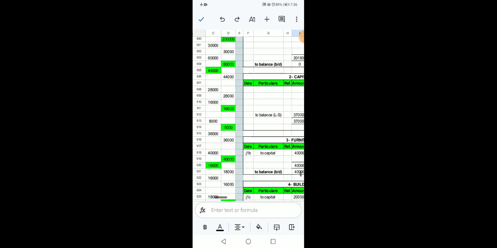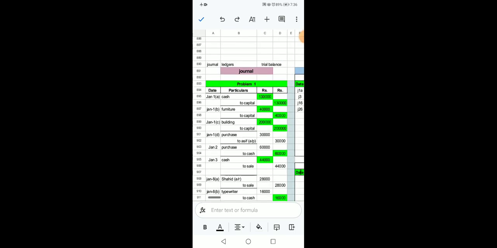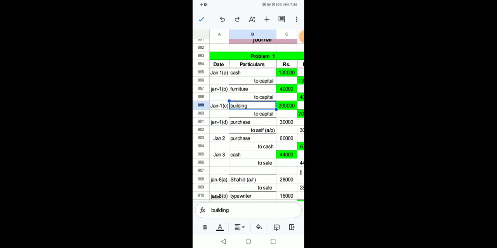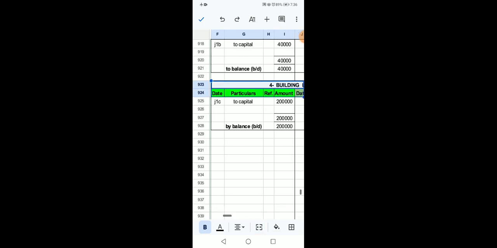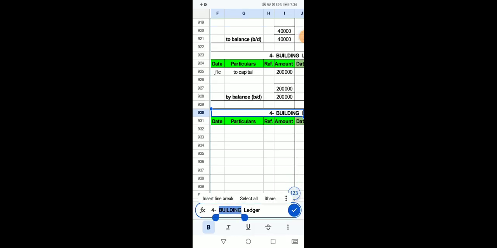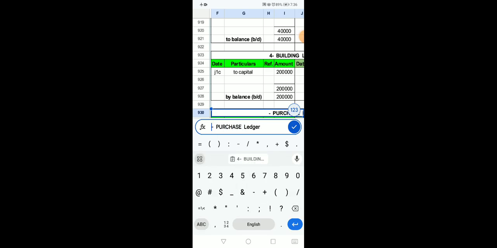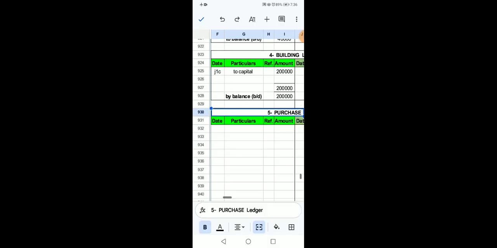The last ledger which we have completed was the ledger for the building. After building, see which element is unmarked. It is purchase. So we are going to make the ledger for the purchase. The headings for every ledger are the same. I am taking the heading from the previous ledger and writing it for the next ledger. The only thing I will change is its title and date. Since we are making the ledger for purchase, let's change the date as well. It's the fifth ledger. All the remaining headings are the same.